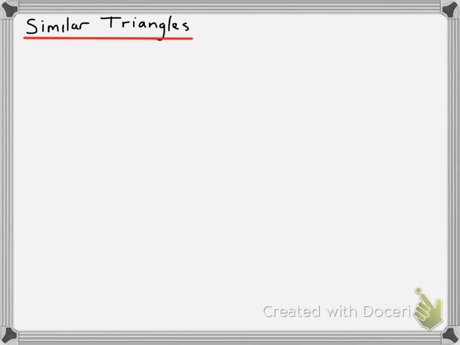In this lesson we're going to look at similar triangles. Now two triangles are similar if one is a dilation of the other. And what that means is one is a magnification of the other. Now how do we prove that two triangles are similar?